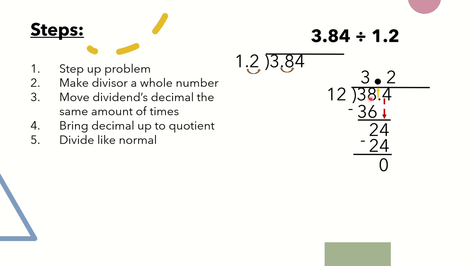We know that 12 goes into 38 3 times. 3 times 12 gives me 36. Bring down my 2. And so now I have 24. 12 goes into 24 2 times. 24, take away 24, I have 0. Let's see if we can practice some together. And then again, I'm going to leave you some to practice independently by yourself. Let's go ahead and move on.